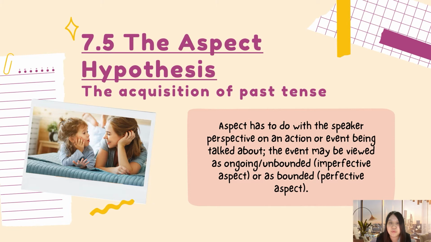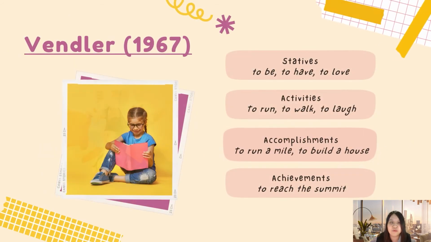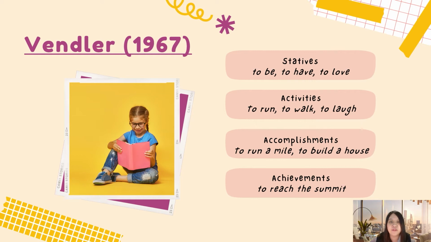So, in the well-known classification, Vendler in 1967 proposed that verbs can be grouped into 4 types according to the inherent lexical aspects. So, the first one will be the statives, where the examples are to be, to have; activities like to run, to walk; accomplishments like to run a mile, to build a house; and achievements like to reach the summit.